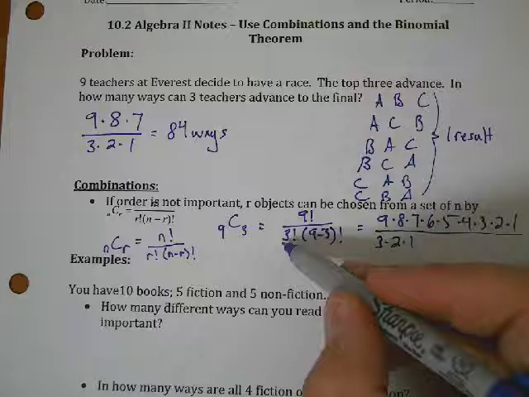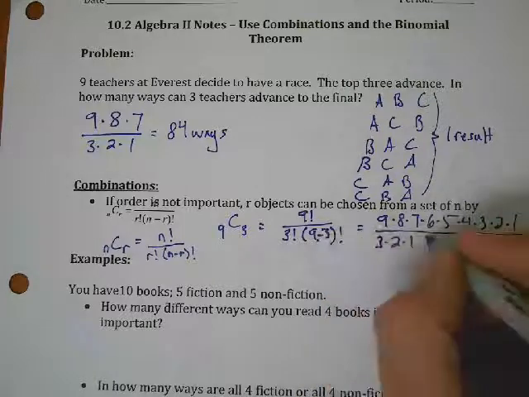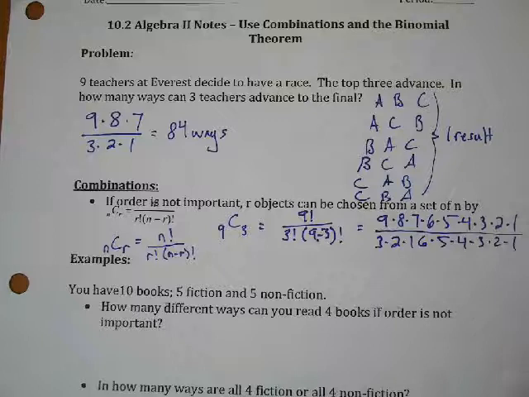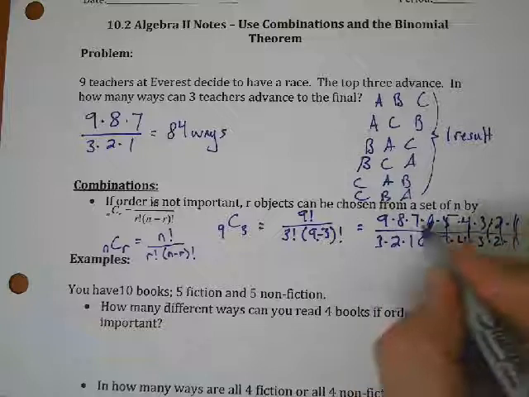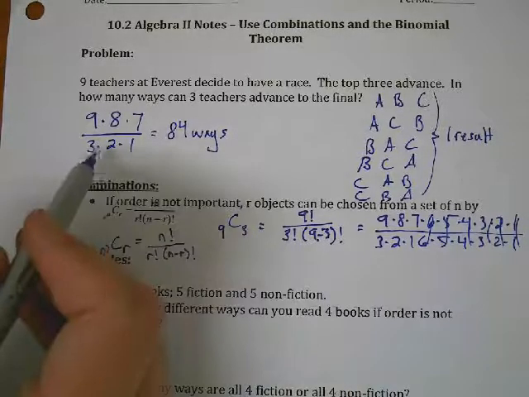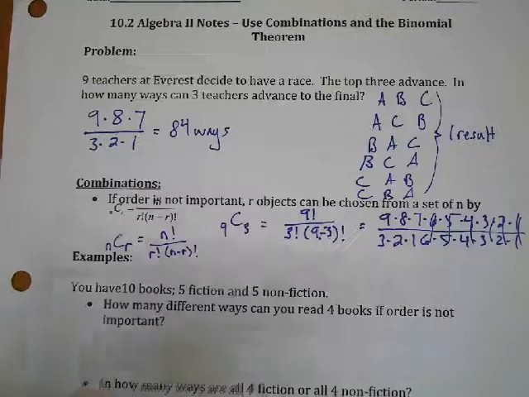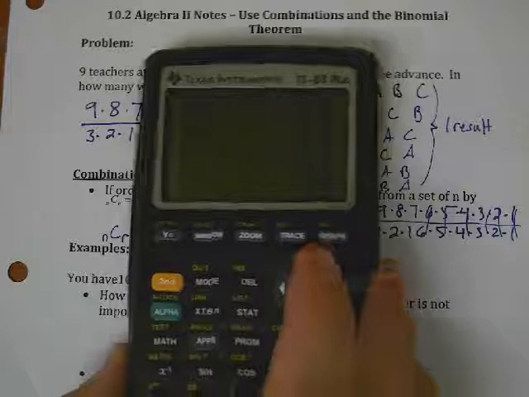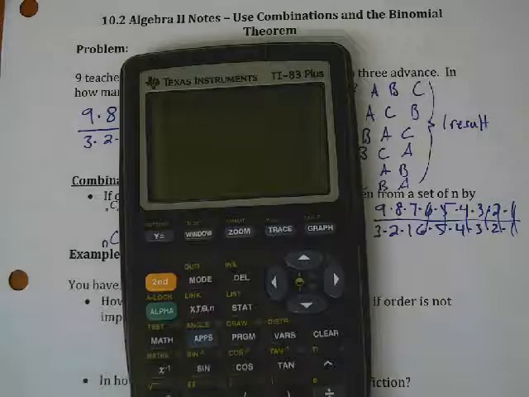That's 3 factorial. And this will be 6 factorial, so that's 6 times 5 times 4 times 3 times 2 times 1. And as you can see, the 6, 5, 4, 3, 2, and 1 will all divide to 1. And you end up with 9 times 8 times 7 divided by 3 times 2 times 1, which is what we thought it was in the first place. And so there is a way to type this in on your calculator, and I will show you that right now. A little background here for you so you can see it a little bit better.